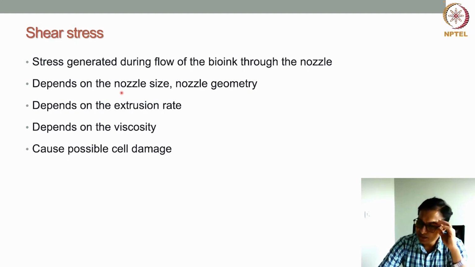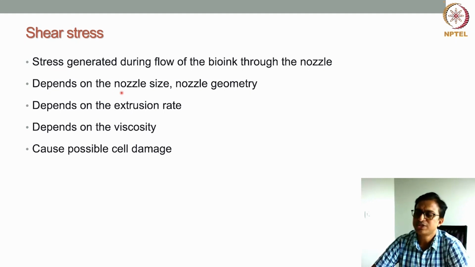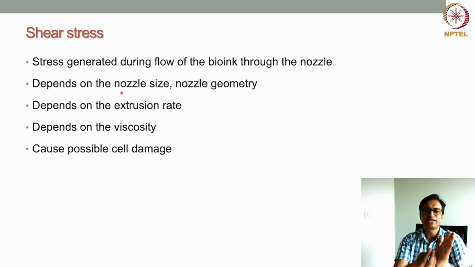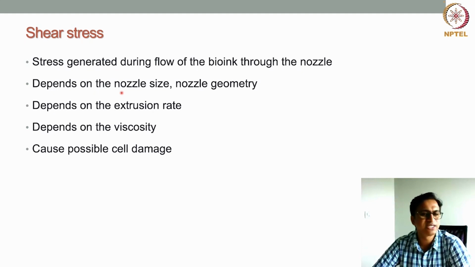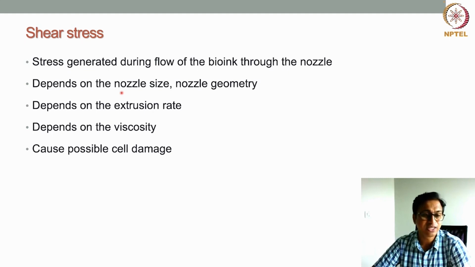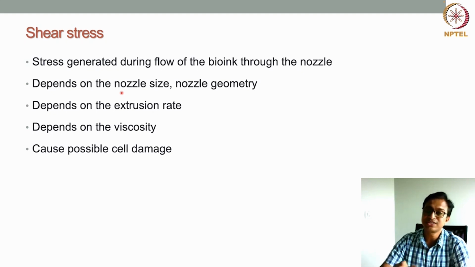Again, nozzle geometry. It has been seen that when we use a tapered nozzle, like this nozzle, at the tip the diameter is less, but where it is connected to the cartridge, the diameter is more. In case of a tapered nozzle, the shear stress is mostly generated at the tip of the nozzle, right? But in a straight nozzle, the shear stress can be generated throughout the inner wall of the nozzle. So that's why the tapered nozzle is better than the straight nozzle for bioprinting. So the nozzle geometry also has a key role in the generated shear stress.